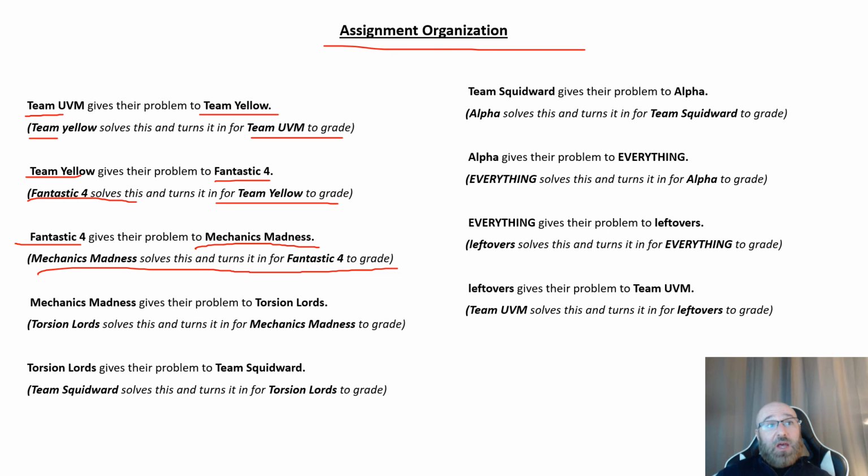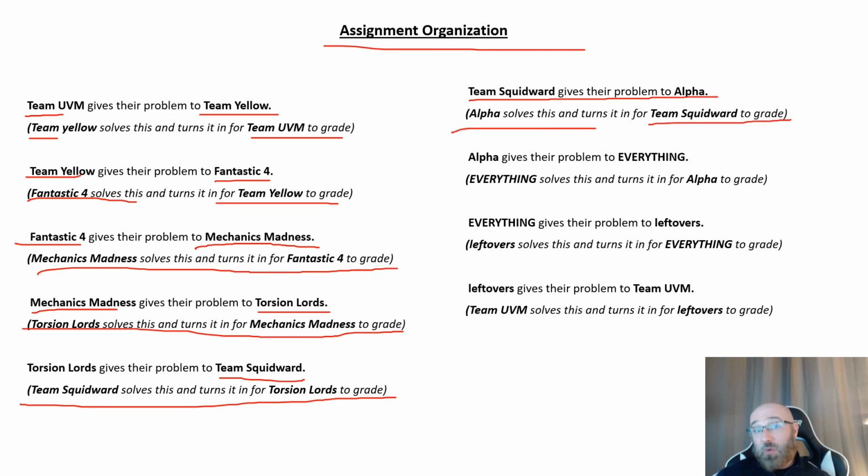Now Mechanics Madness gives their problem that they created to the Torsion Loads. Torsion Loads solves this and turns it back in to the Mechanics Madness to grade. The Torsion Loads gives their problem to Team Squidward. Team Squidward solves this and turns it back in to Torsion Loads to grade. Then Team Squidward gives the problem they created to Alpha. Team Alpha solves this and turns it back in to Team Squidward to grade.